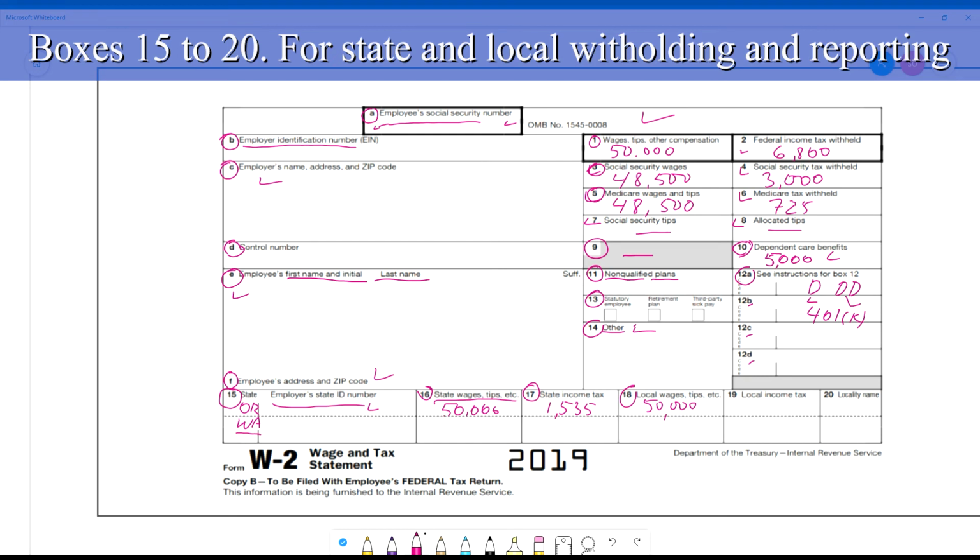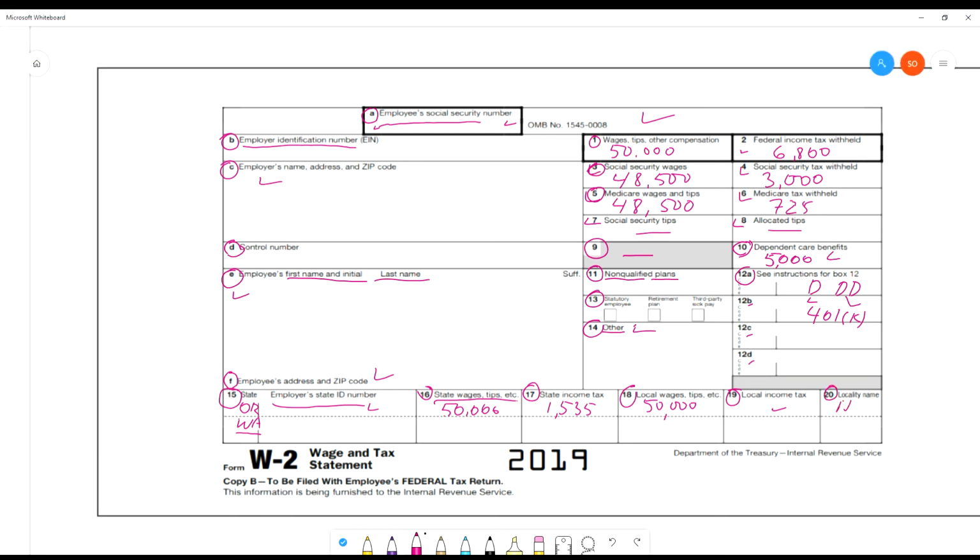Local income tax reporting in box 19. Usually people that live in New York City, they'll have that box filled. The same with locality name, like for NY.